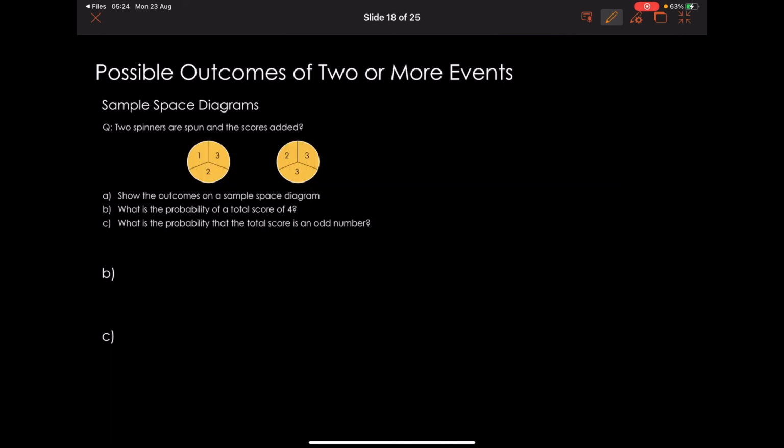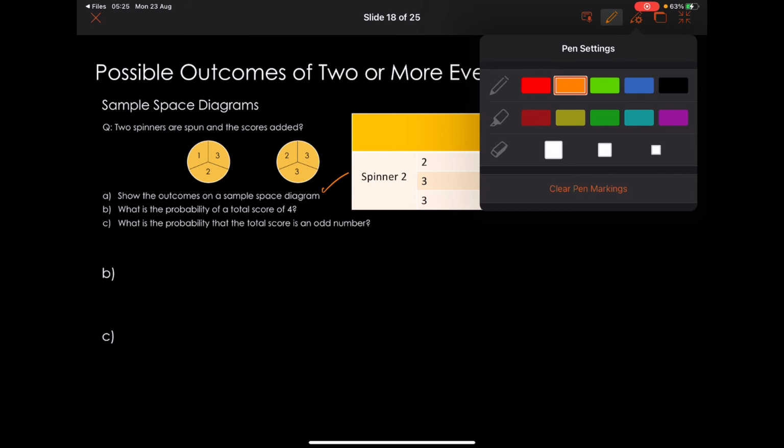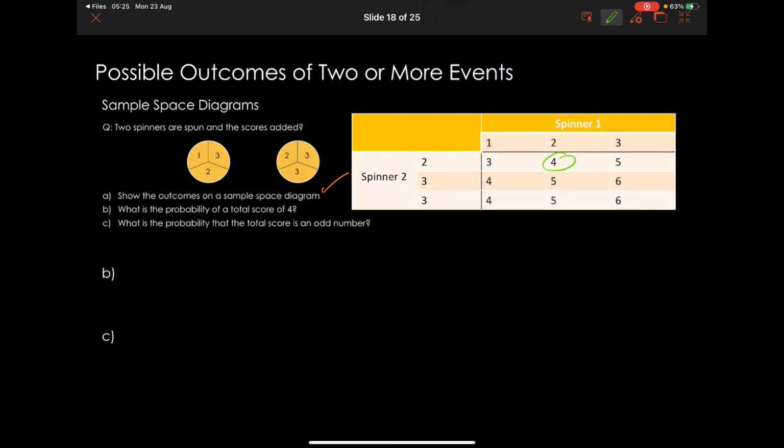Okay, if you've had a go at that, here is my two-way table, alright, and I've added them all together and put them in nicely. So A was to show the outcomes on a sample space diagram, you've already done that. B says, what is the probability of a total score of 4? So what we do is we go onto the table and we look at all the values where we got 4. Okay, so that we got 4 3 times, and altogether there are 1, 2, 3, 4, 5, 6, 7, 8, 9 options. 9 scores altogether, so it's 3 out of 9.